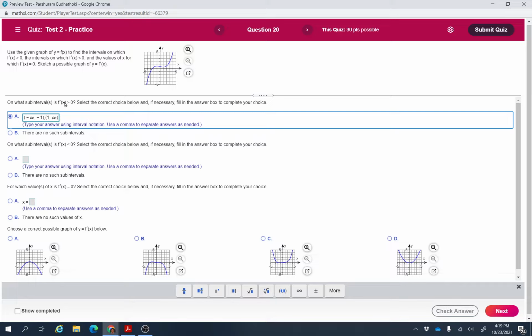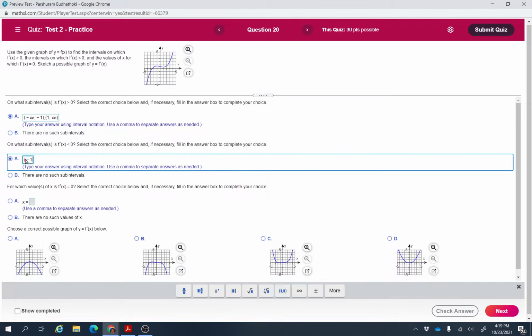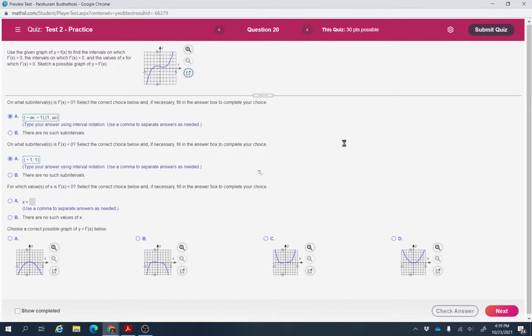That's where the derivative is positive. The second question, on what subinterval is the derivative negative? We already answered that question. It's from -1 to +1, where the derivative is negative because the graph is going down.